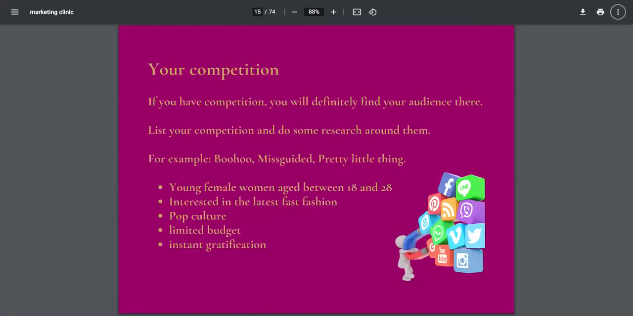So for example, Boohoo, Misguided and Pretty Little Thing are for young women aged between 18 and 28 that are interested in the latest fashion, that are interested in pop culture, that have a limited budget and enjoy instant gratification.